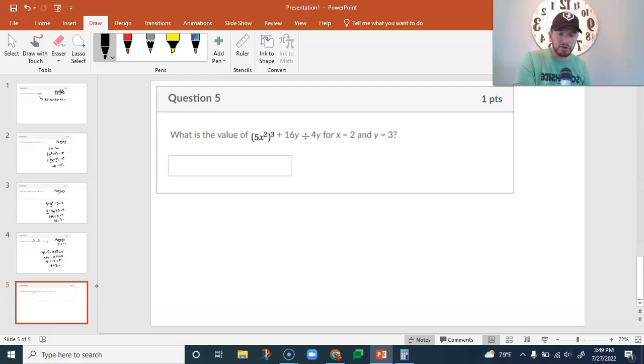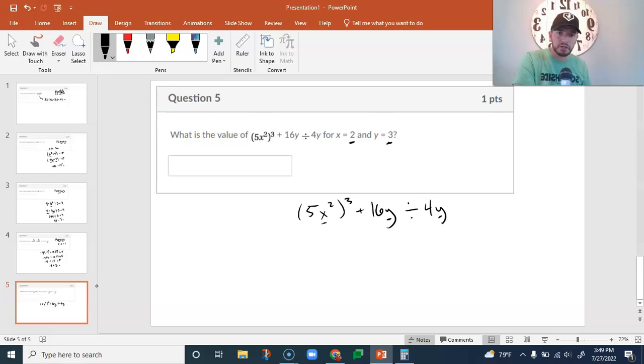Again, same kind of problem except it's a lot more complicated. I'm going to go ahead and rewrite this one down here just because there's a lot of things that we want to make sure we don't mess up. All right, so 5x squared to the third power plus 16y divided by 4y. Okay, so my x value is going to be 2. I'm going to put that right here. And then my y value is going to be 3. And I'm going to put that right here and right here.